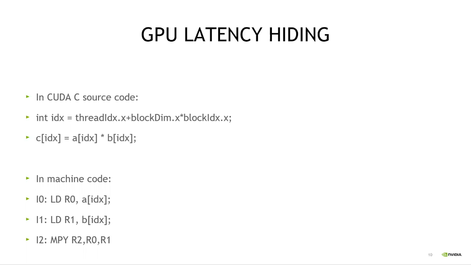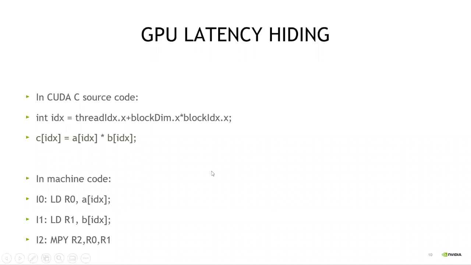The instructions we're looking at here are not exactly what you'd see, but they're close. You'd see a load instruction, LD, which says fetch an element from memory, the location being the vector A at index idx, and put that value in register R0. The next instruction in the stream fetches the corresponding element from the vector B and puts it in register R1. And the third instruction we're going to focus on is a multiply instruction, which says take the values in R0 and R1, multiply them together, and store the result of that multiplication in R2.